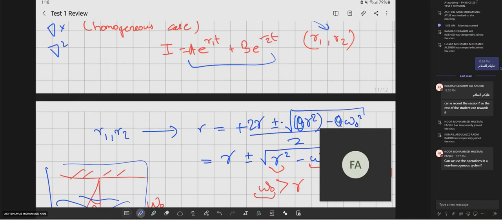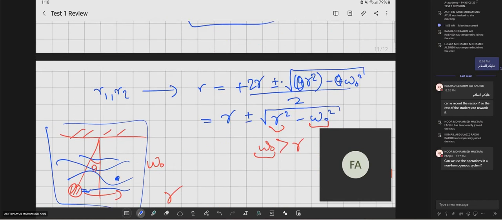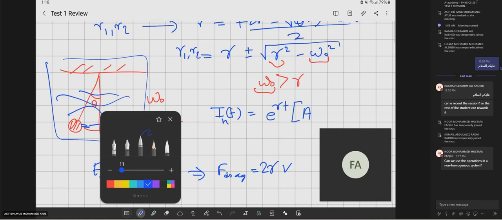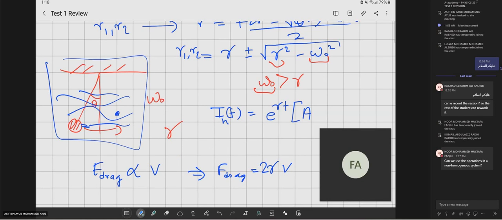Okay, so this is how you solve. Having found r1 and r2, you can simply write I of t equals, this is the homogeneous part of the differential equation solution, e raised to minus gamma t, which is constant, times a e raised to omega t plus b e raised to minus omega t, where for convenience I'm going to denote the square root by omega.